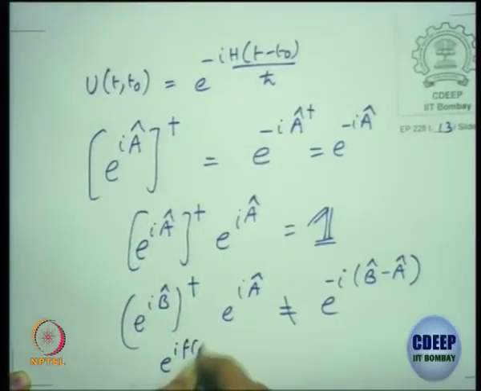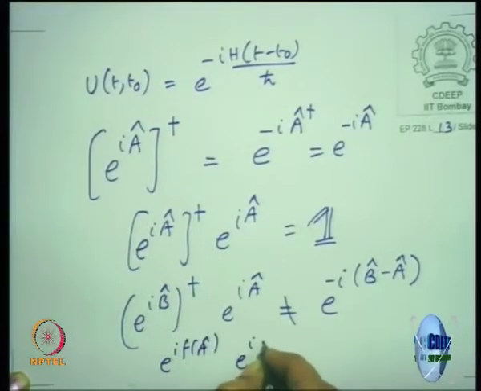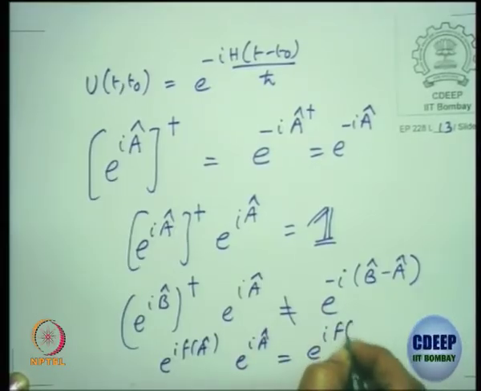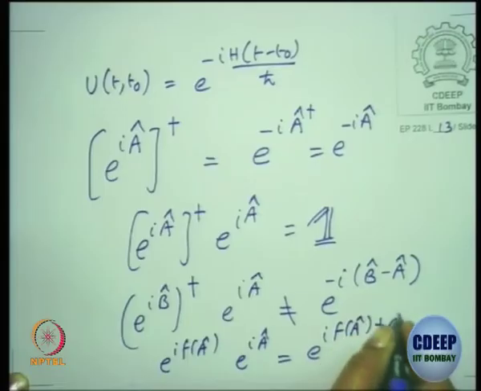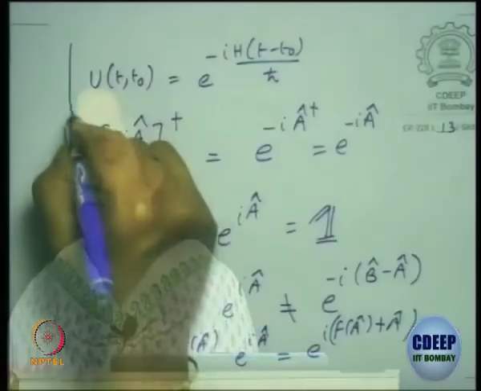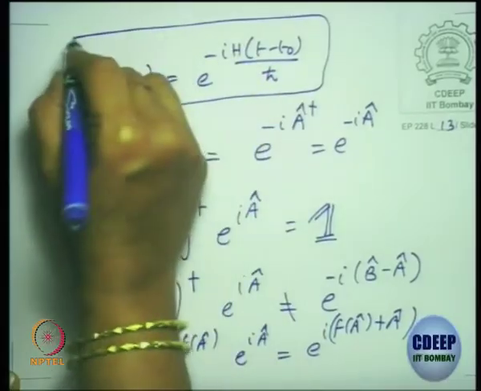In fact, you can write e to the i f of A operator, e to the i A operator, as e to the i f of A operator plus A operator. This is allowed. So, playing around with these operators with the notion that the order matters is very important. Okay, so the time evolution operator which I have written here is what is called the time evolution operator.